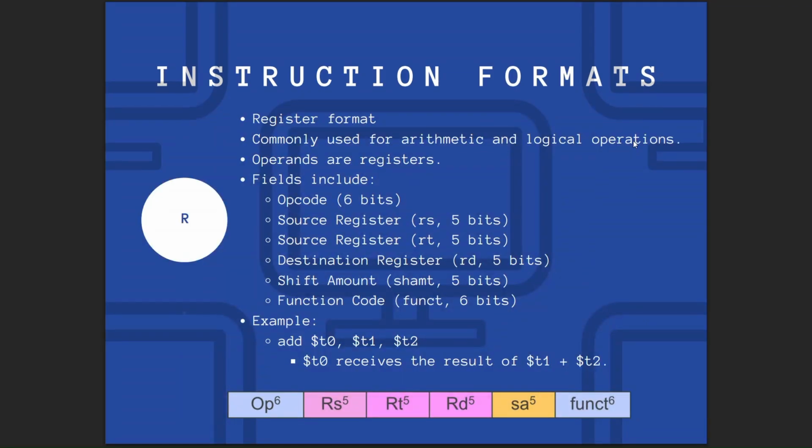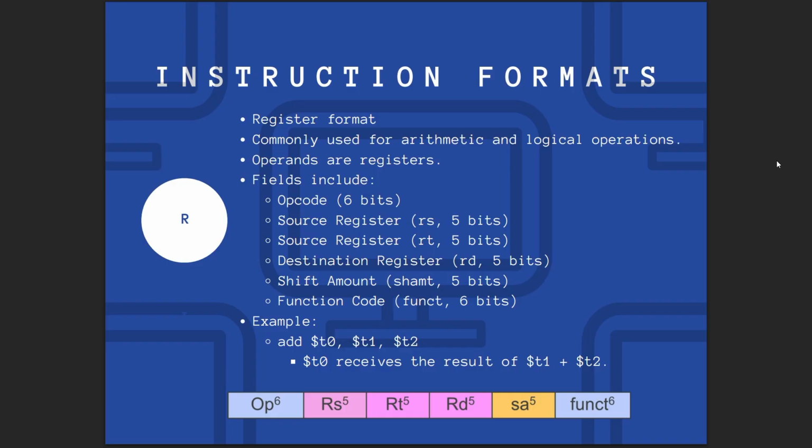Okay, this slide shows the R-type format, which is used for register-to-register arithmetic and logical operations. R-type instructions have 6 fields. The opcode is 6 bits and identifies the instruction type. For R-type, the opcode is typically 0. The RS and RT fields are 5 bits each and specify the two source registers. The RD field is 5 bits and specifies the destination register where the results will be stored. The shamt field is 5 bits and specifies a shift amount for shift instructions.